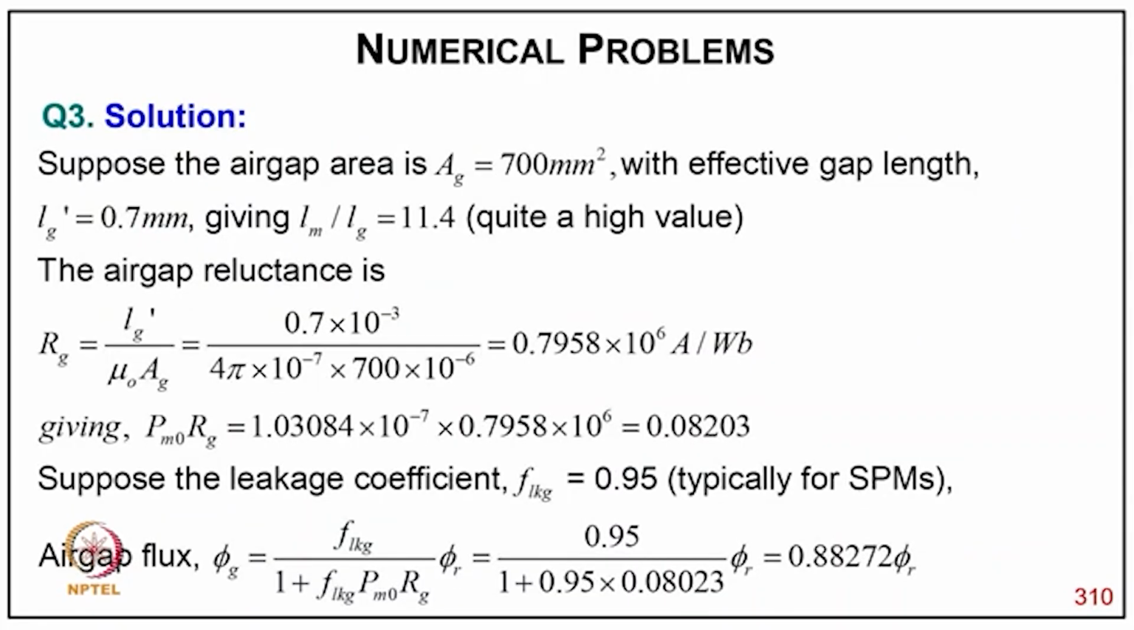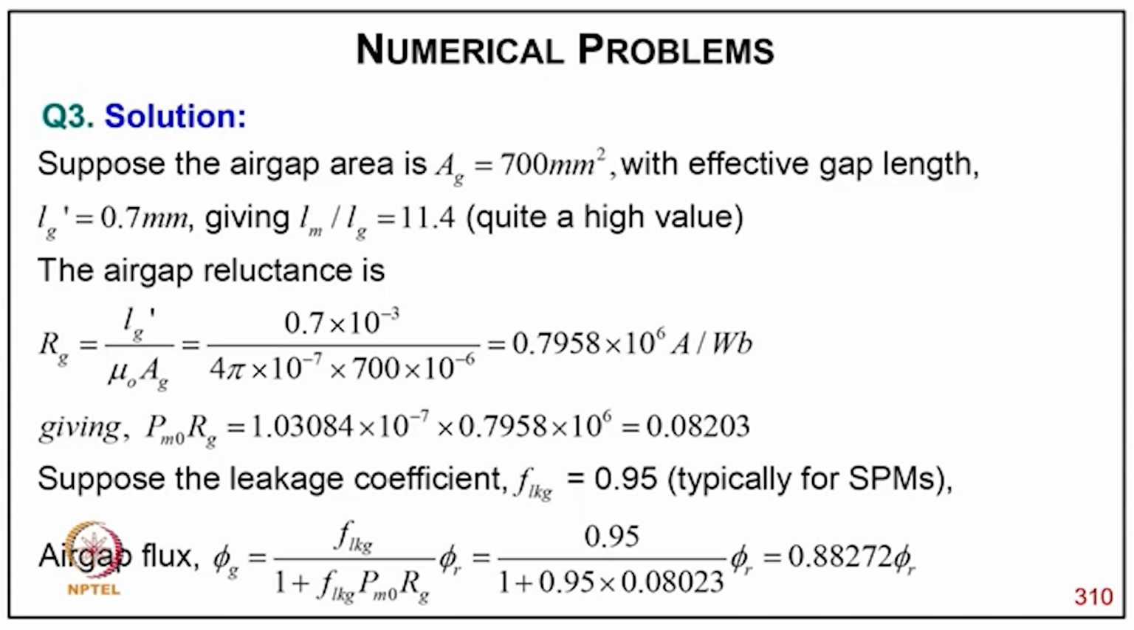Suppose the air gap area is Ag equal to 700 millimeter square with the effective gap length Lg dash equal to 0.75 mm, giving Lm upon Lg equal to 11.4, which is quite a high value. So air gap reluctance is Rg equal to Lg dash divided by mu 0 Ag, putting the value it comes 0.7958 into 10 to the power 6 ampere per Weber, and giving Pm0 Rg equal to 0.08203, and suppose the leakage coefficient f LK equal to 0.95, typically for surface mounted PM.